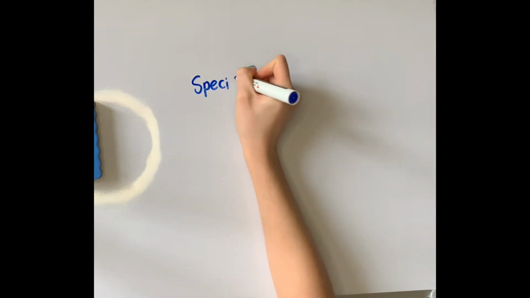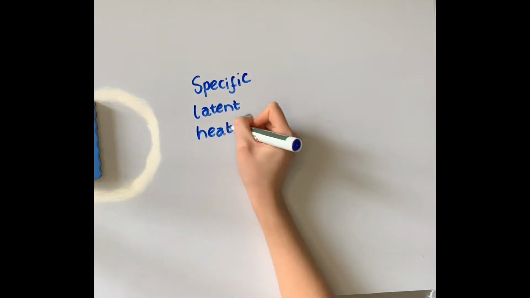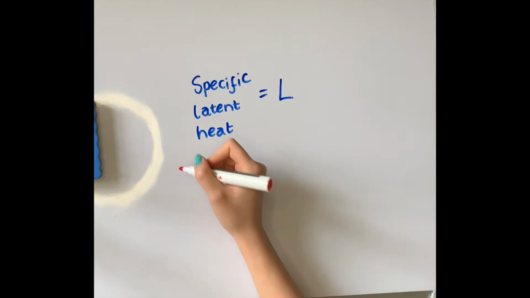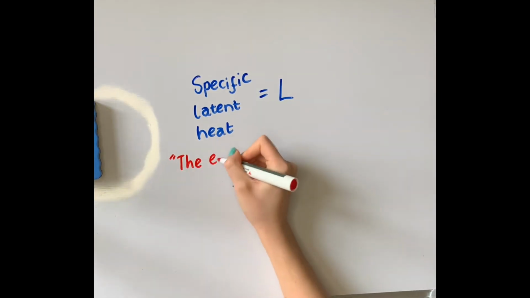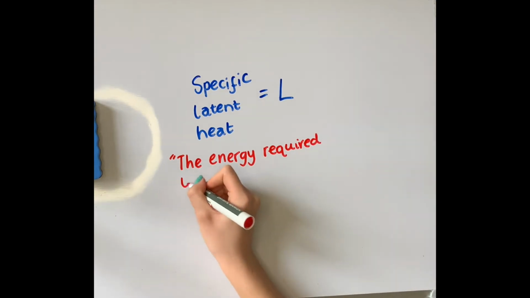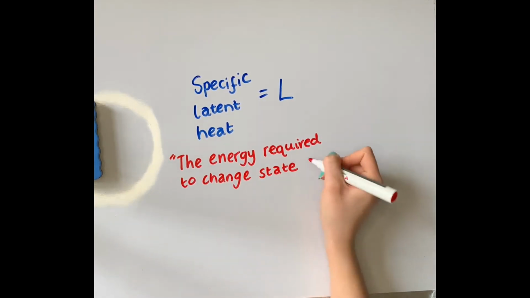So to carry on our discussion, I'm going to introduce the specific latent heat, which is a quantity which we label by a capital L. And specific latent heat is just the energy required to change the state of a substance.